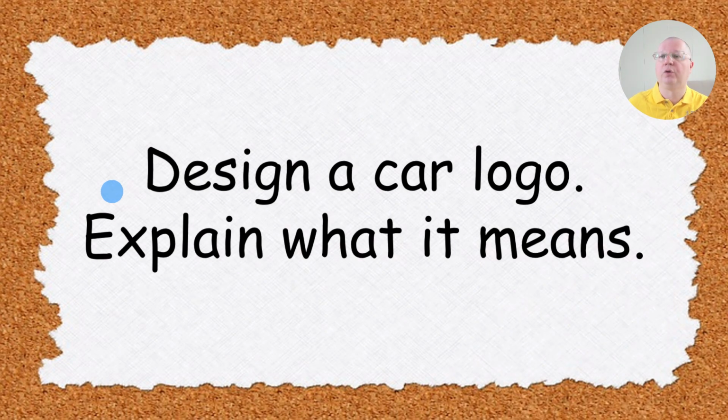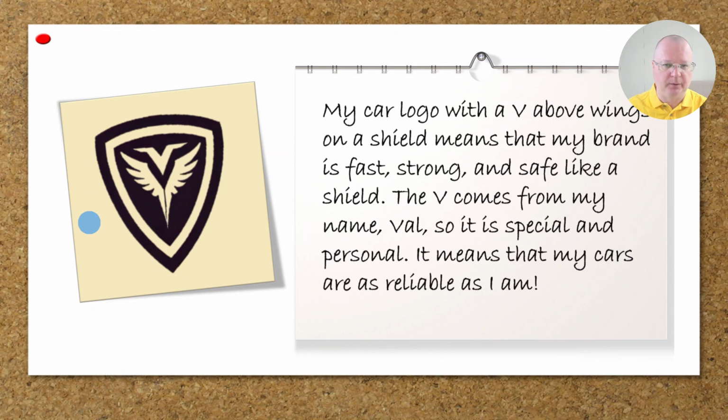Students love working on creative assignments, especially if they're put in teams. So definitely use it in class. And here's an example. Here's my logo. My car logo with a V above wings on a shield means that my brand is fast, strong, and safe, like a shield. The V comes from my name, Val, so it is special and personal. It means that my cars are as reliable as I am.